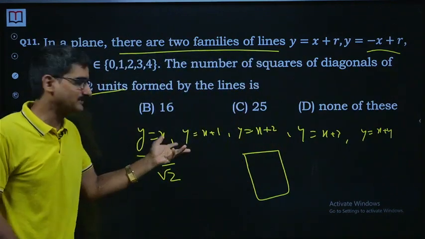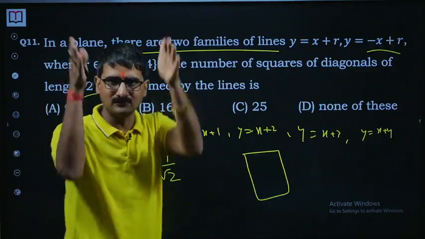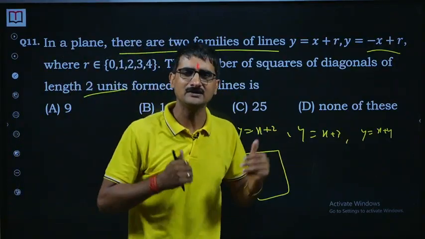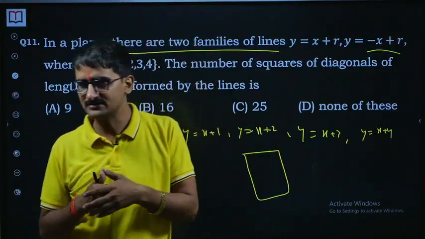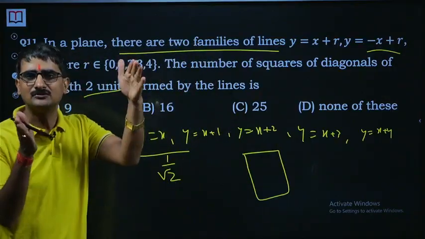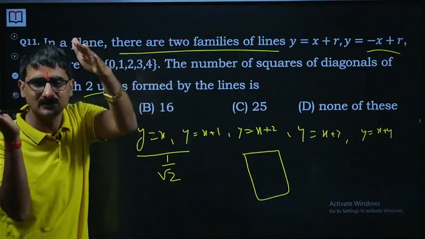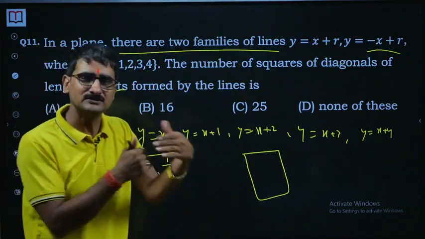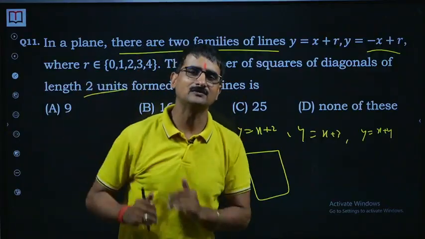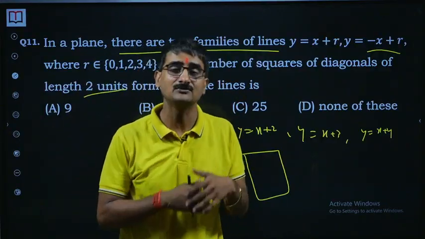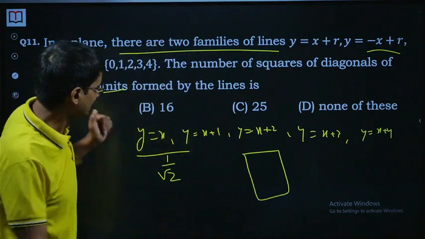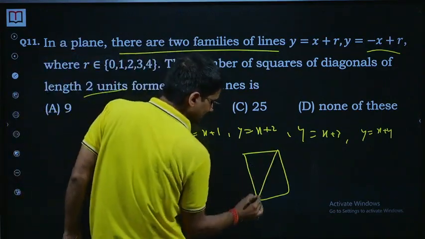Right, select any two members from this and any two members from the pair of lines which are perpendicular. So you'll definitely get a rectangle. To ensure that it's a square, the distance between the two selected lines from, let's say, this one y is equal to x plus r, should be the same as the distance between two selected lines from the family y is equal to minus x plus r, to ensure it's a square. Okay, but first I am seeing when will we get the diagonal length as 2.